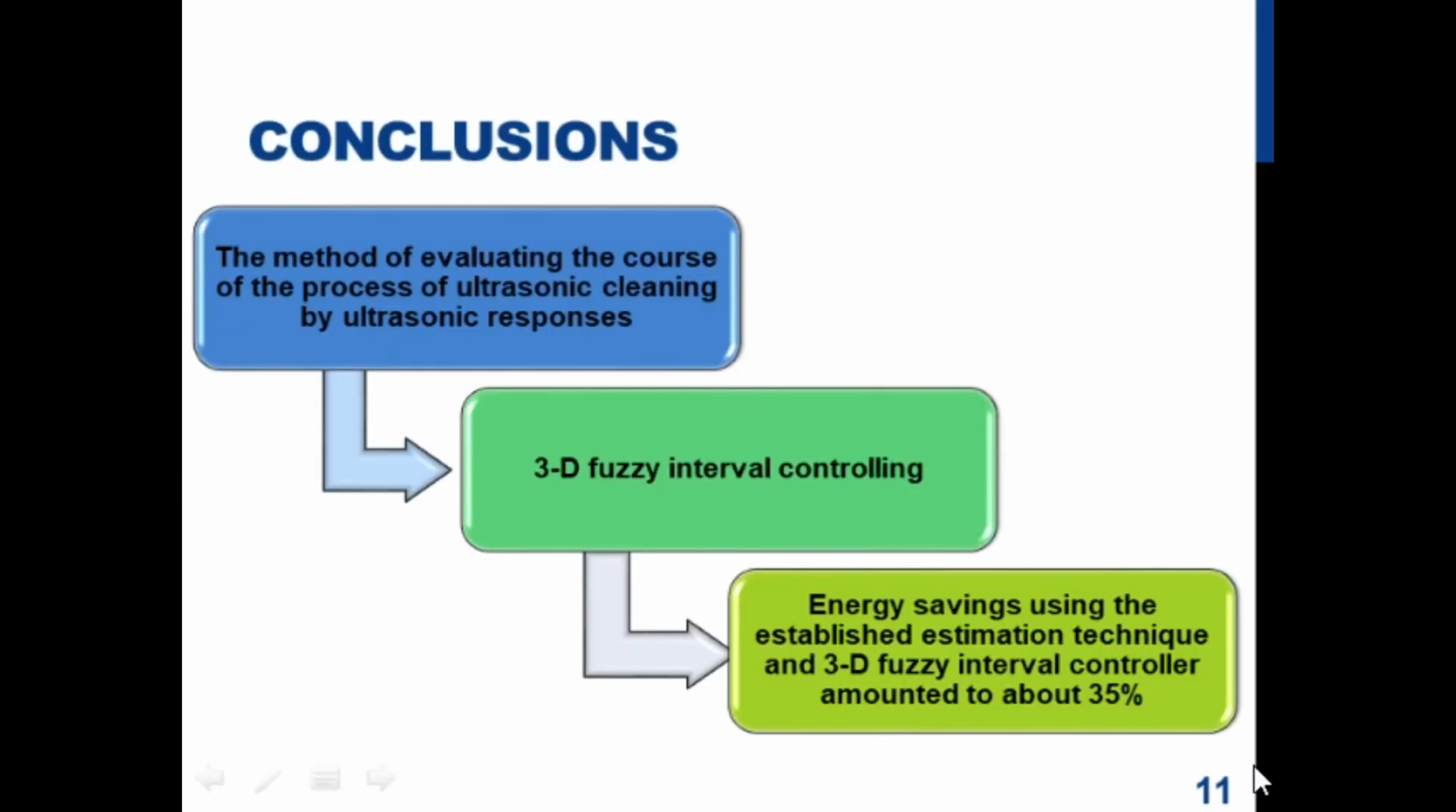In this work, a method of evaluating the course of the process of ultrasonic cleaning by ultrasonic response was formed. To determine it, the purification of bodies of different configuration was modeled and the analysis of the received signal was performed. It was decided to limit the assessment to the time of receipt of the signal threshold value and the nonlinearity coefficient of the second order to determine the assessment of the course of the ultrasonic cleaning process. The relative changes of these values became the input parameters for the 3D phase interval controller, which performs spatially distributed control of the ultrasonic cleaning process.